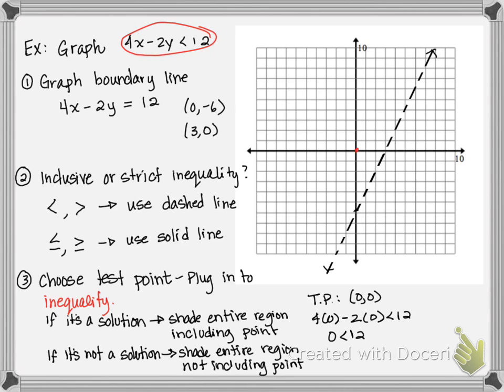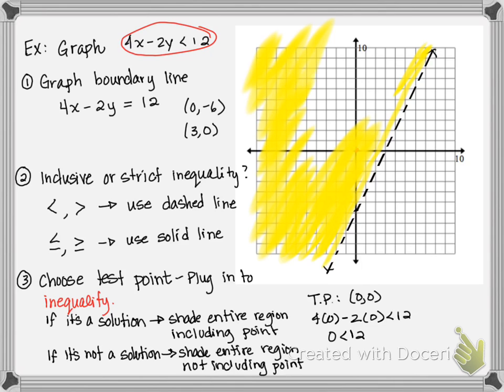Does 0, 0 always work? The only time you can't use 0, 0 is when it's on the line. So when you choose your test point, it has to be a point that's not on the boundary. But as long as 0, 0 is not on the boundary, then it'll work. I mean, really any point will work as long as it's not on the boundary line. I just use 0, 0 because it's fairly easy to work with. Let's make this bigger. Here we go. So shade, shade, shade, shade, shade.